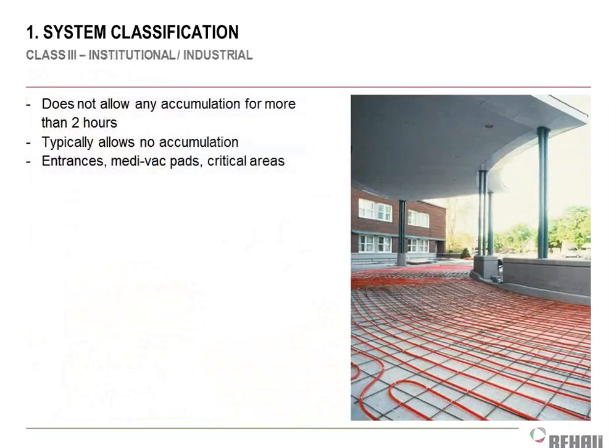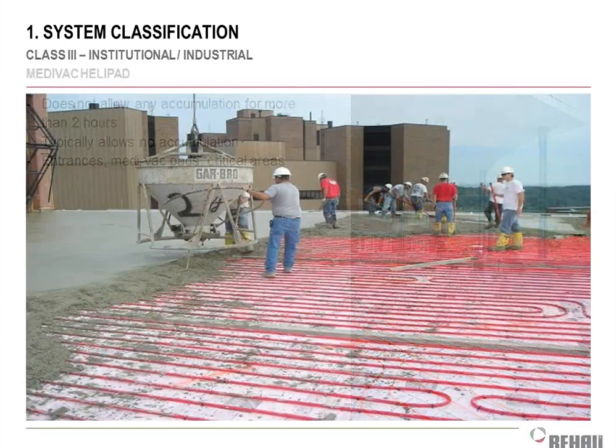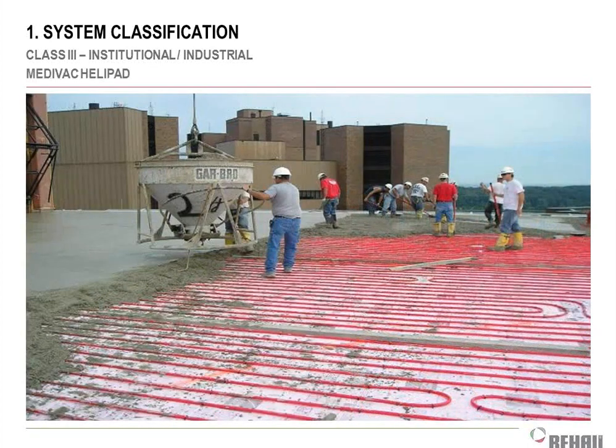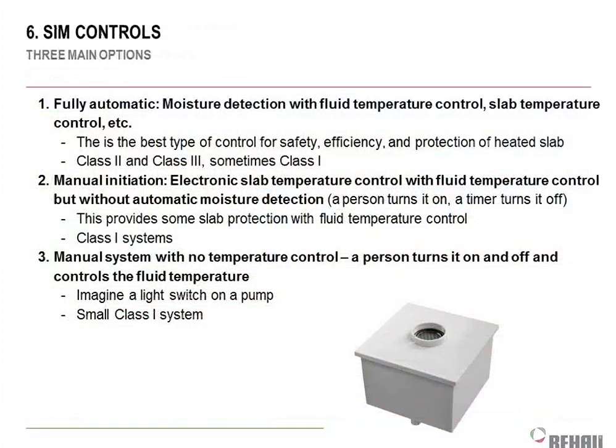Class 3 systems are typically our institutional type systems. This comes up a lot at hospitals, ER drop-off bays for the ambulances, the helipads, right? These kinds of applications where I cannot tolerate any snow on there whatsoever. I'm willing to pay more to operate it to make sure there's no snow on there at any point in time, right? Because the surface being dry versus wet is more important to me than the energy cost in those kinds of examples.